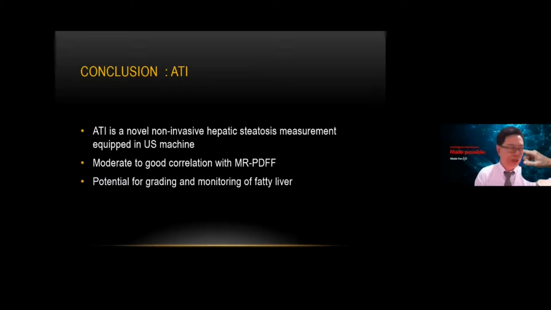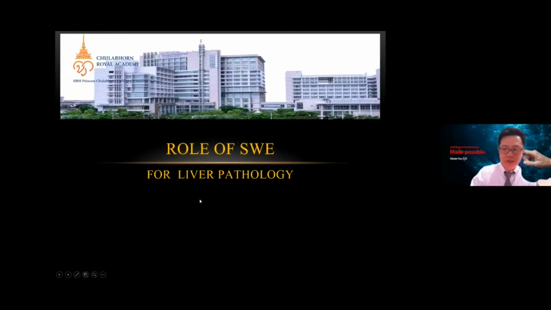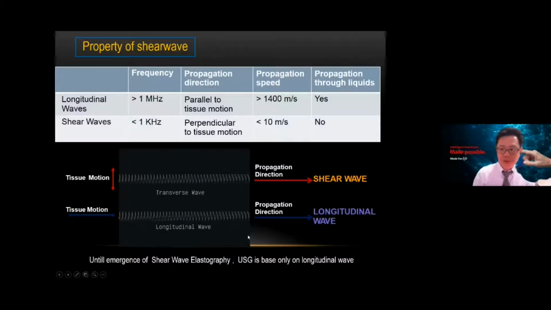And the patient can have a one-stop service. Let's say they come for surveillance and quantify the fat, and next time we can monitor the fatty liver in the clinic. It's a one-stop service. So I will bring you to the last one, shear wave elastography, which can be equipped in the ultrasound machines. I will bring you to the background first.